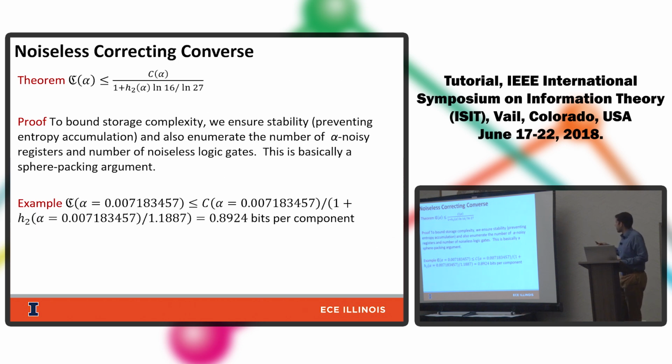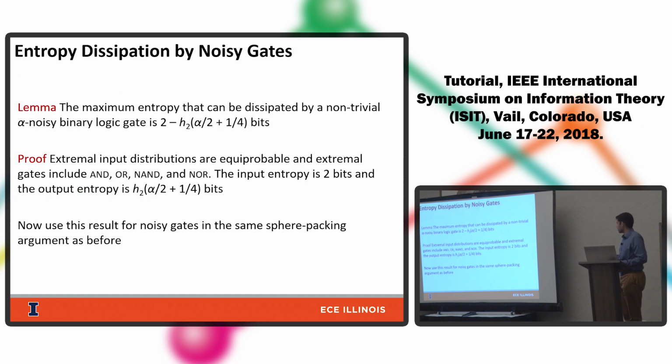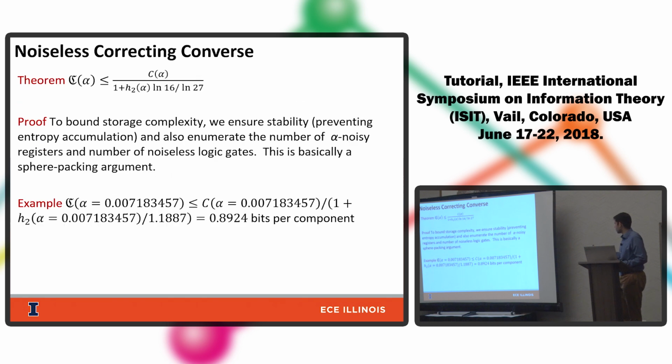Okay, so if we go ahead and do that, this is assuming noiseless correcting network, then we get a better bound. So we have Shannon's bound, but better normalized, not just the one, but also the logic gate's contribution. Okay, so we ensure stability by preventing this entropy accumulation, and we think of how much entropy had to be dissipated and count how many logic gates it took. So this is basically a sphere packing argument. And we can compute that for my running example, and it is getting better.